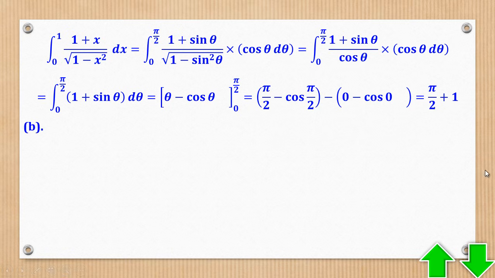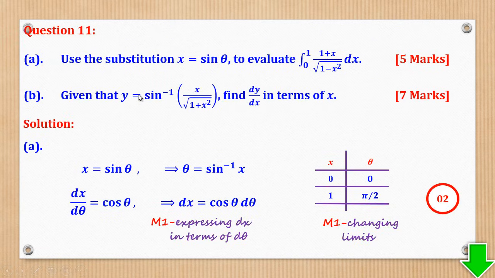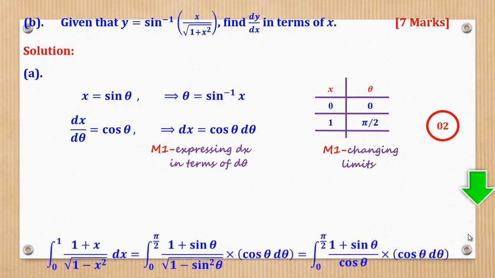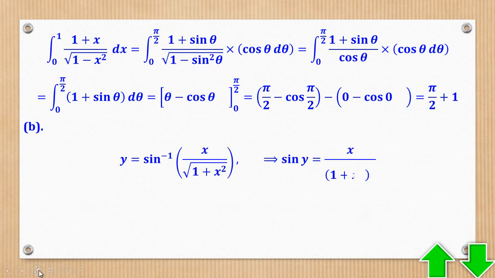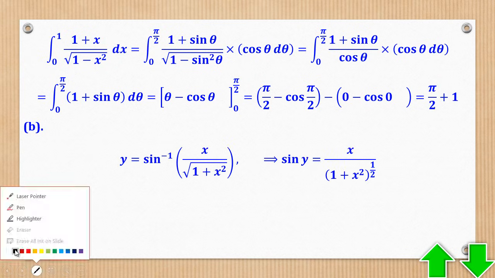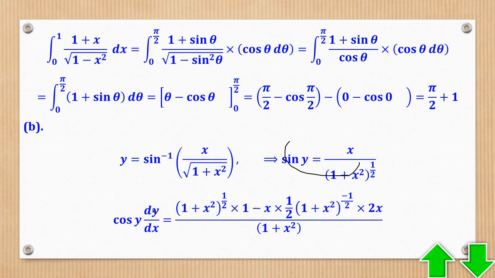That was part A. Then part B says, given that y is equal to arcsine this, find dy dx in terms of x. So take sine the other side to give me this. Then I can now differentiate. So differentiate with respect to x. Sine y gives you cos y dy dx.